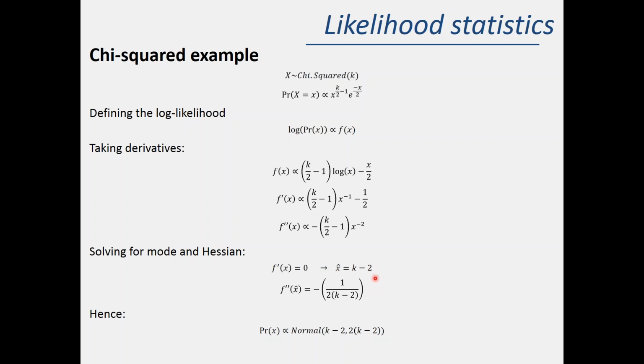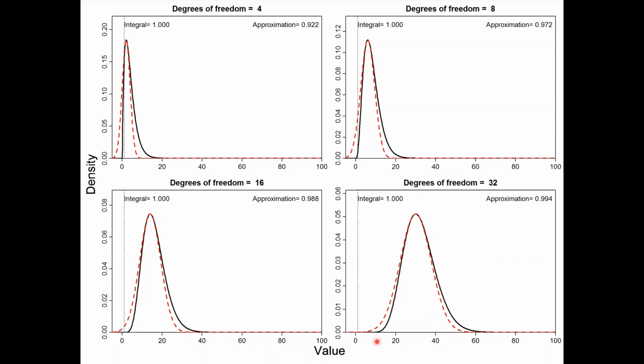And so if we invert this second derivative, we get the variance of the normal distribution, and we can plug in the mode of that normal distribution here for the mean of it. And so what we're saying is that we can approximate a chi-squared distribution with a normal with mean equal to degrees of freedom minus 2 and the variance of this. And so if I plot those normal distributions using that mean and variance, that's what we're showing here in the beginning of this.